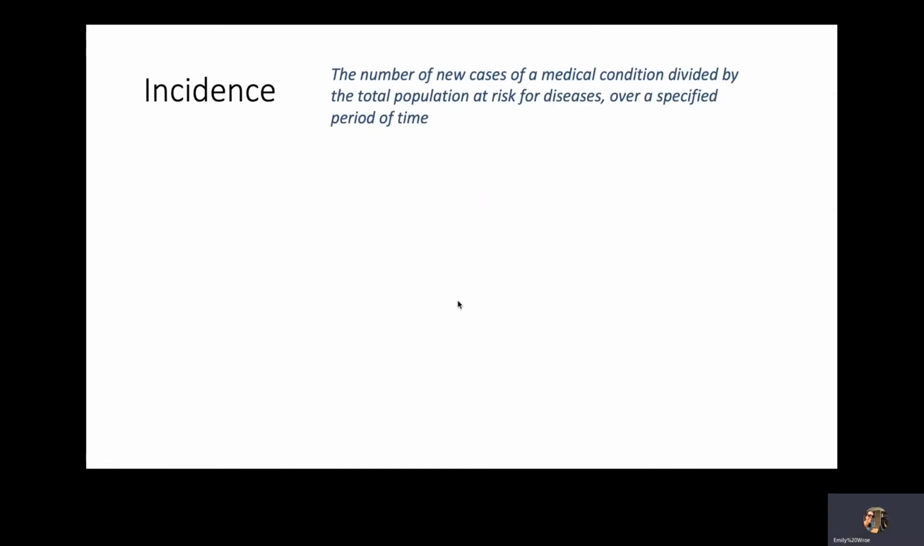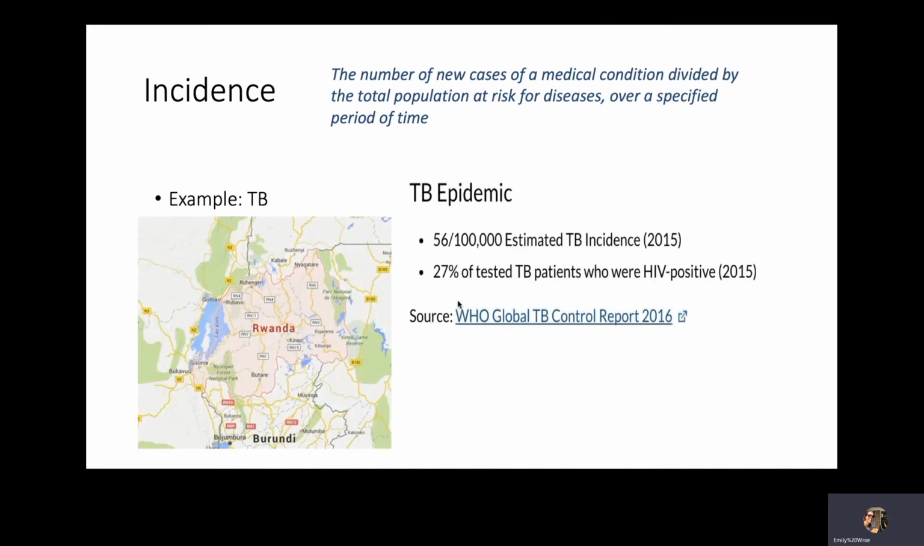So we're going to talk about incidence and prevalence. Incidence is the number of new cases of a medical condition divided by the population at risk over a specific period of time. So incidence is also a rate. Here's an example for tuberculosis from Rwanda. In 2015, we had 56 per 100,000 of the estimated TB incidents.